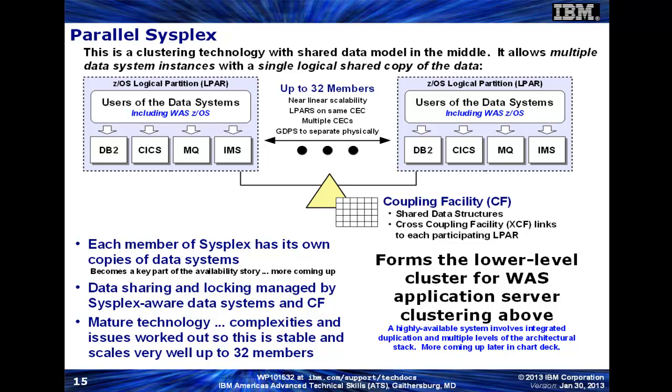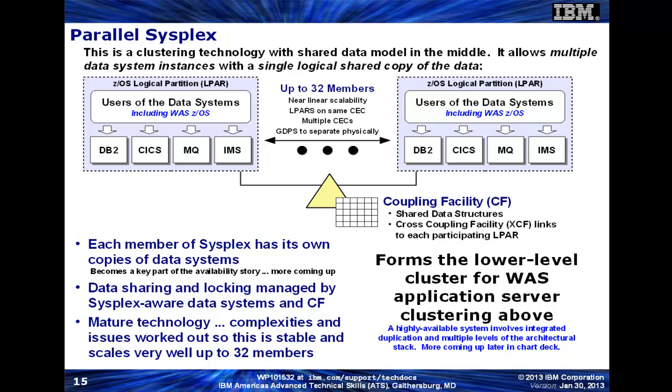Note how the chart shows an instance of each key data middleware component, DB2, CICS, IMS, and MQ, on each zOS instance. Each zOS in the Sysplex has its own instance of the middleware, and those middleware functions are all Sysplex enabled and able to participate in shared data. zOS in any given member of the Sysplex has, local to it, an instance of the data middleware. The middleware instances are not shared. The data is. Parallel Sysplex provides two attributes to zOS: availability and scalability.